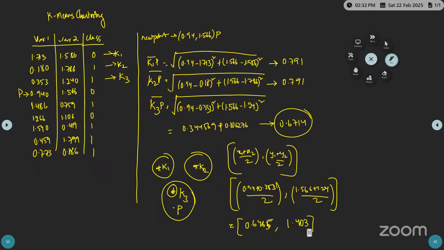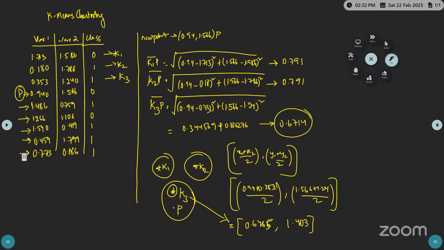So this becomes the new centroid. So you will assign this K3 value with this new centroid. Now you did the same thing with this fourth point, right? Now you need to do the same calculation with all the rest of the points as well.